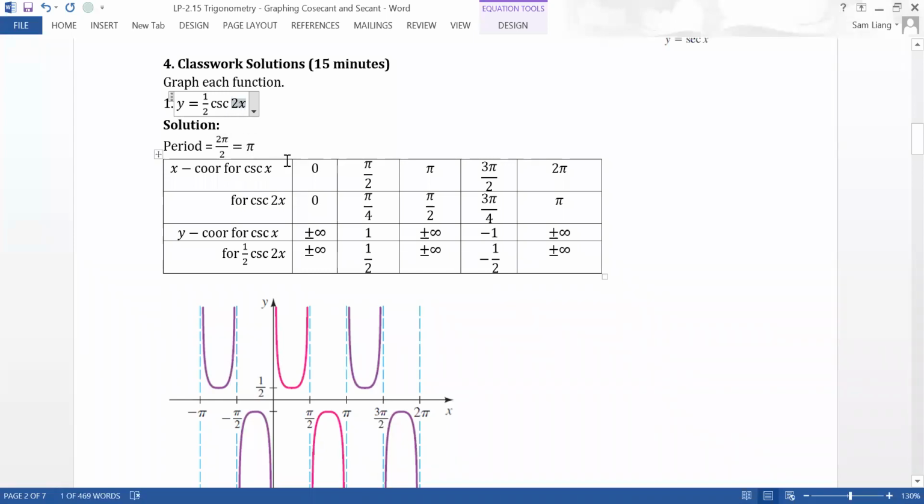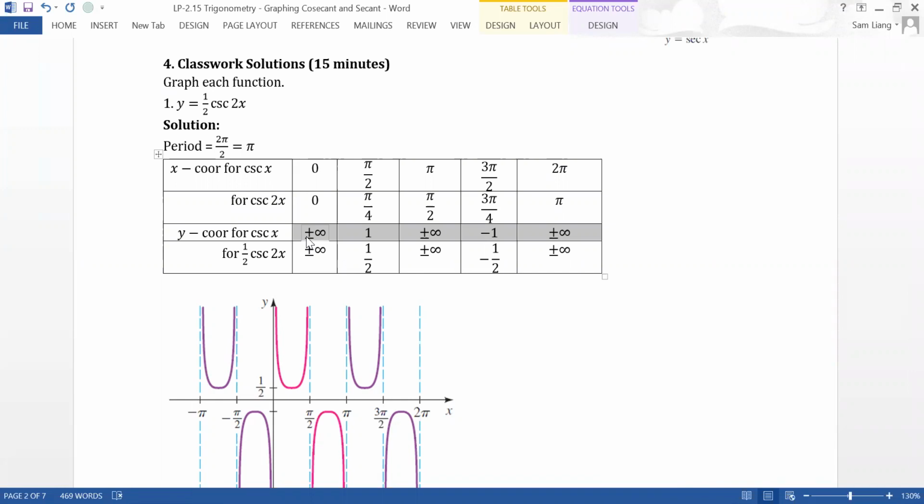The x coordinates are the same as sine and cosine, so it's 0 to 2 pi. Next we change the x coordinates because there's a period change, so divide everything by 2. You get 0, pi over 4, pi over 2, 3 pi over 4, and pi. For the y coordinates for cosecant, it was positive, negative infinity, 1, plus minus infinity, negative 1, plus minus infinity. If that doesn't seem familiar, that's okay. This is our first time seeing these coordinates, but that's what they were from the example.